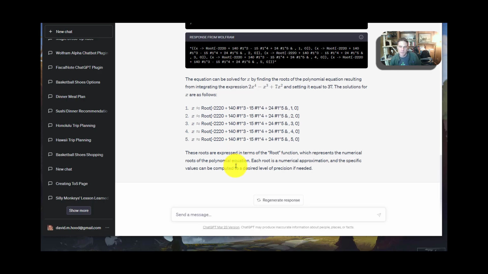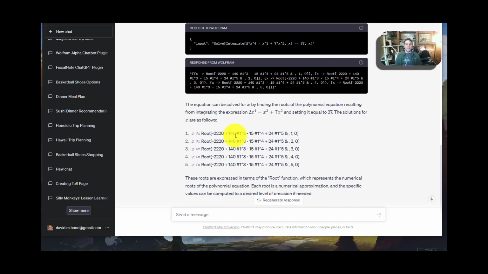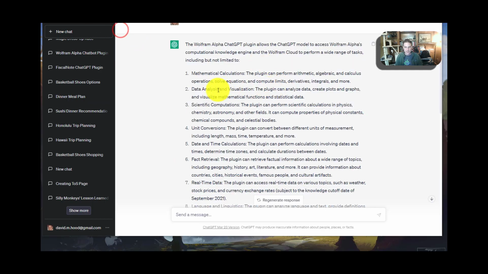Maybe there are multiple x values that solve this. I don't completely understand that. So maybe somebody who is a little more up to date with math notation can explain that to me. But that's still pretty neat that it can do that, because my understanding is that some of these integrals can be extremely complex and hard to solve. Okay, let's try this as well.